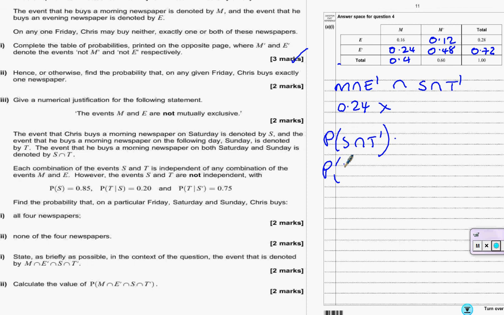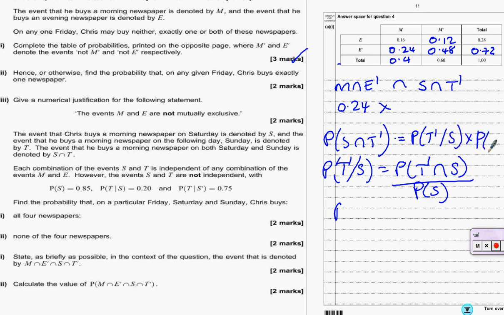So the probability of T given S equals the probability of T intersect S over the probability of S. So I want not T, so we want not T, not T. So to get that one, I need to do the probability of not T given S times the probability of S. The probability of not T given your S is the other side of this one, which is 0.8, and we have to times it by the other, this one, which is 0.85. So that gives me 0.1632, and that's it.